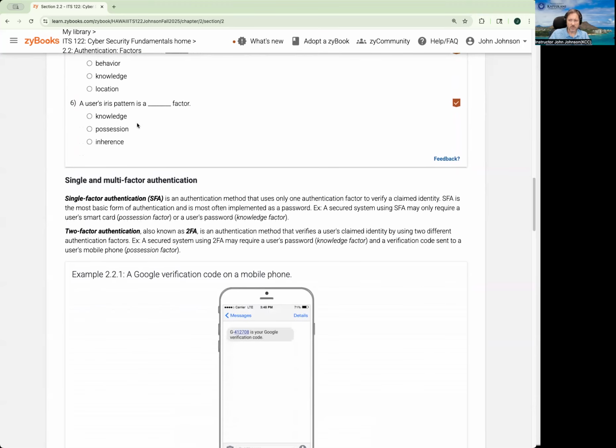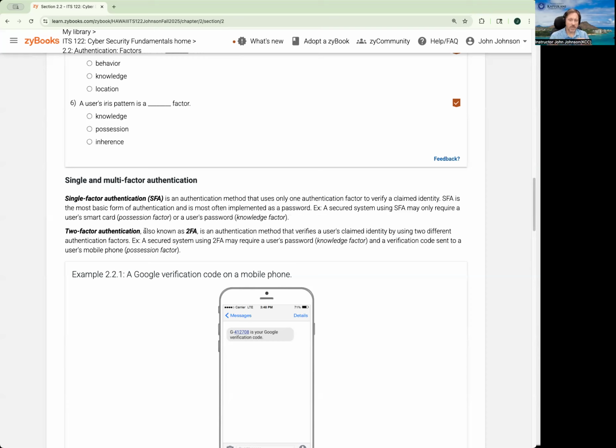If you miss them, of course, look into why you got them wrong. It'll give you nice explanations. So then we get into single and multi-factor authentication. This is an area that you're going to have on the test, and it's going to ask you about things that'll be kind of tricky. And there's some great questions in here that test this aspect of it.